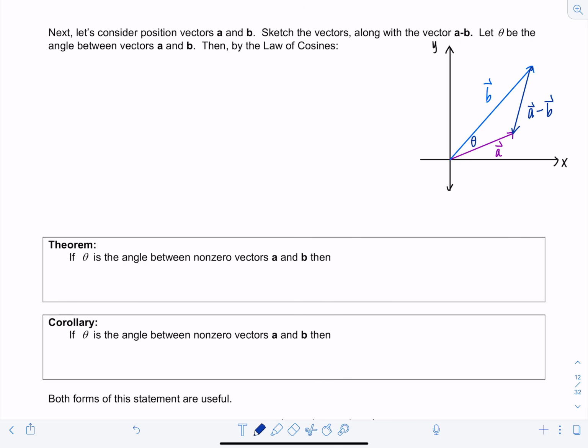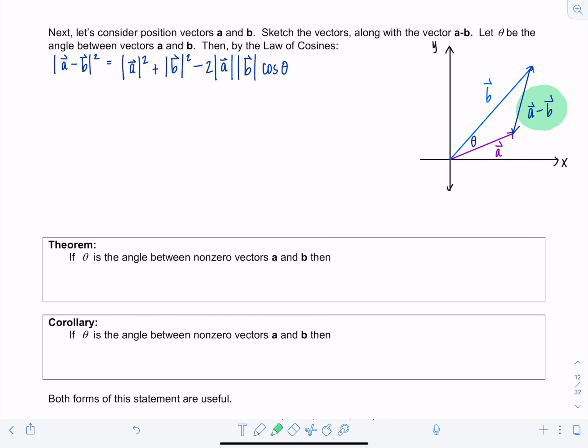Got it. Now, I can apply the law of cosines, right? And remember what the law of cosines tells us: the length of the side opposite the angle squared. Well, how do I say the length of that side? The length is going to be the magnitude of A minus B squared. The length of that side squared is equal to the sum of the squares of the lengths of the other two sides of the triangle. So that would be the magnitude of A squared plus the magnitude of B squared minus 2 magnitude of A magnitude of B cosine theta, right? We have that by the law of cosines.